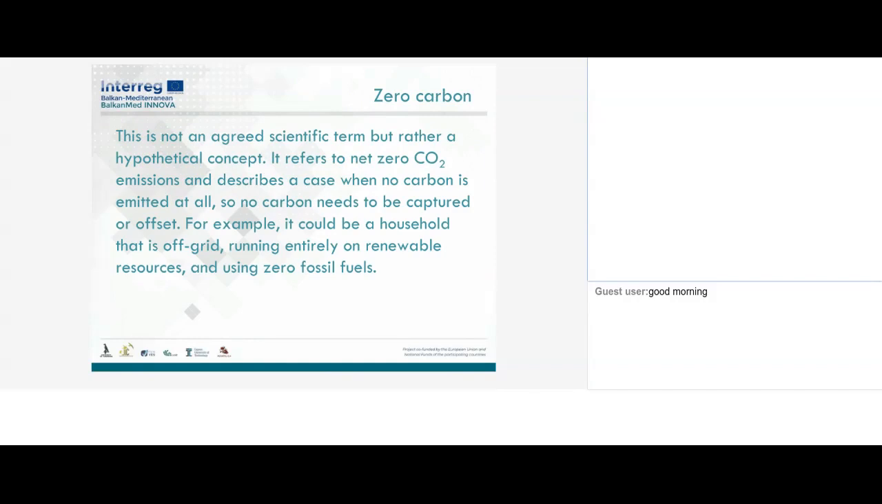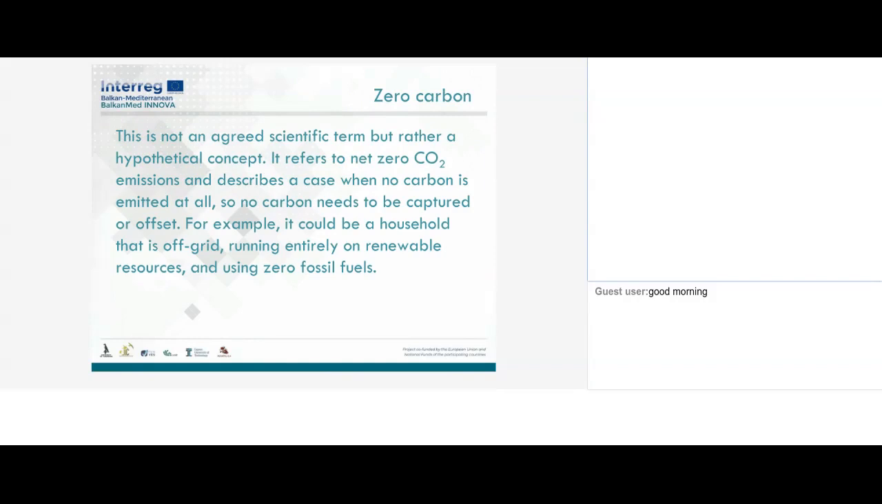The next carbon emission strategy is the zero carbon. This is not an agreed scientific term. It's more a wish, a hypothetical concept. When we are talking about zero carbon, we are referring to net zero CO2 emissions totally without offsetting them. We are describing a case where no carbon, no greenhouse gases are emitted at all. So we don't have to offset any excess carbon.